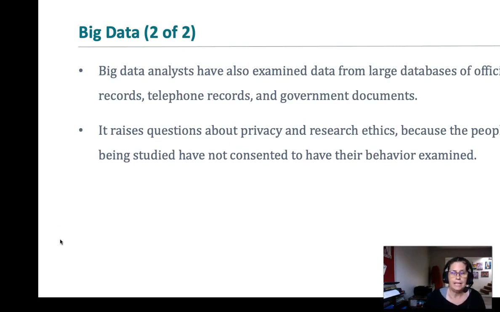However, big data can also just look at official public records. You can look up my salary. You can look up any public employee salary through a public records database online. You can find telephone numbers. You can find marriage certificates. You can find arrest records. So there is a way to find out data for research. But this also raises some questions about privacy and ethics. And again, people are not giving consent for their behavior to be examined.